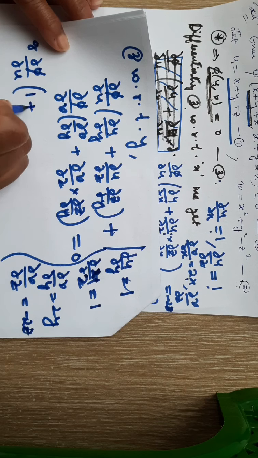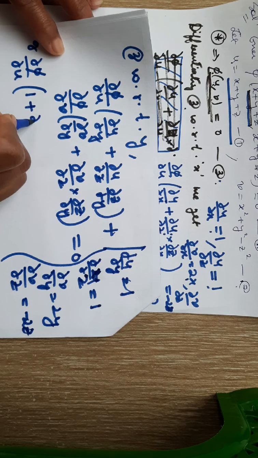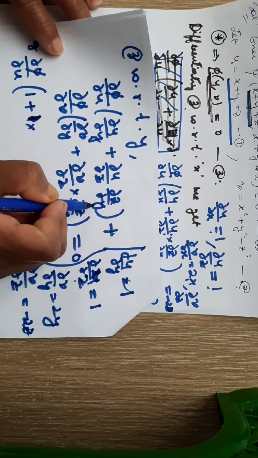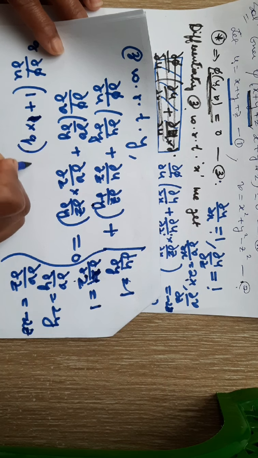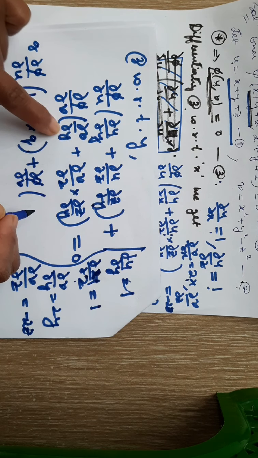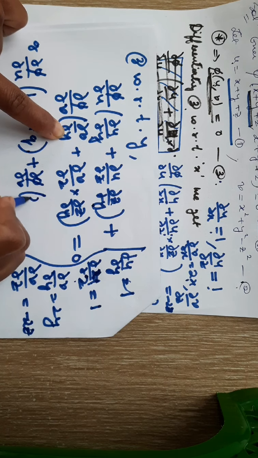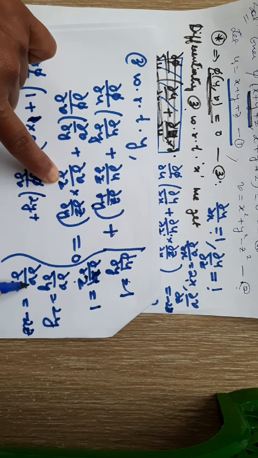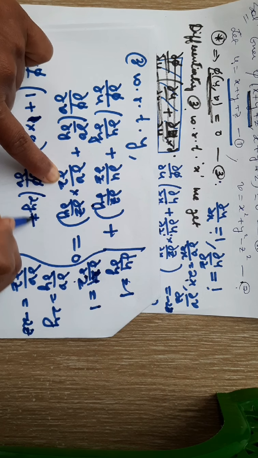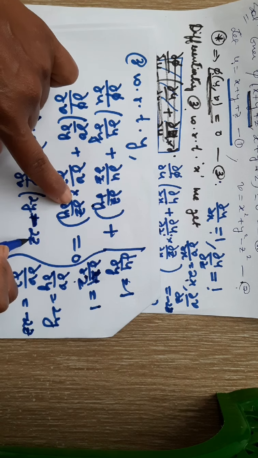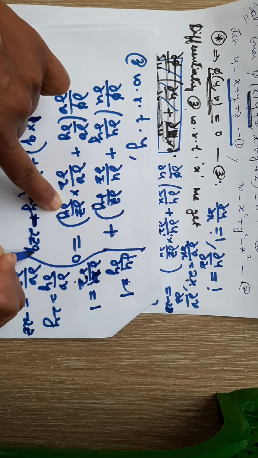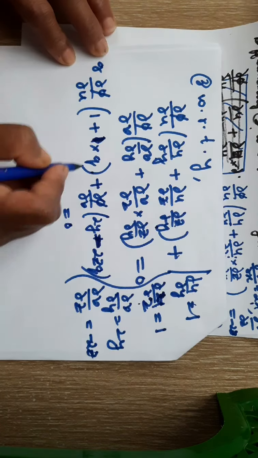∂φ/∂u into (∂u/∂y, it is 1, plus ∂u/∂z, it is 1, into ∂z/∂y, we denote it by q), plus ∂φ/∂v into (∂v/∂y, it is 2y, plus ∂v/∂z, it is minus 2z, into ∂z/∂y, it is q).